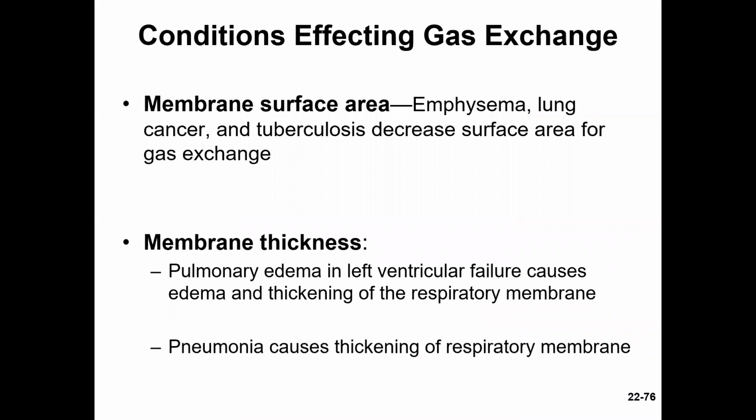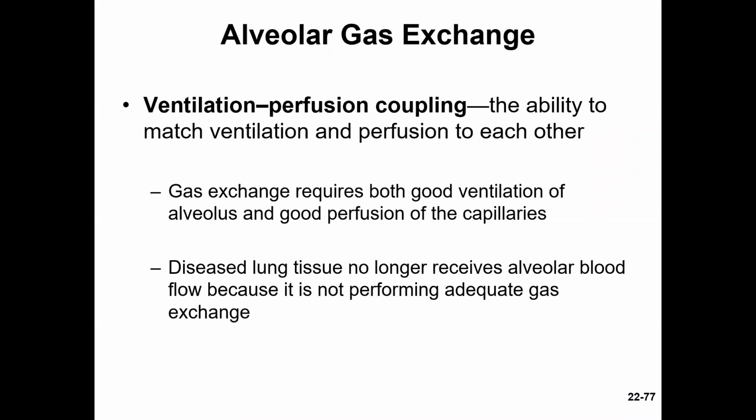So, some conditions will impact gas exchange. The membrane surface area: emphysema, lung cancer, and TB decrease the surface area for gas exchange. The thickness of the membrane will impact it. Pulmonary edema from left ventricle failure causes edema and thickening of the respiratory membrane. Pneumonia causes thickening of respiratory membranes.